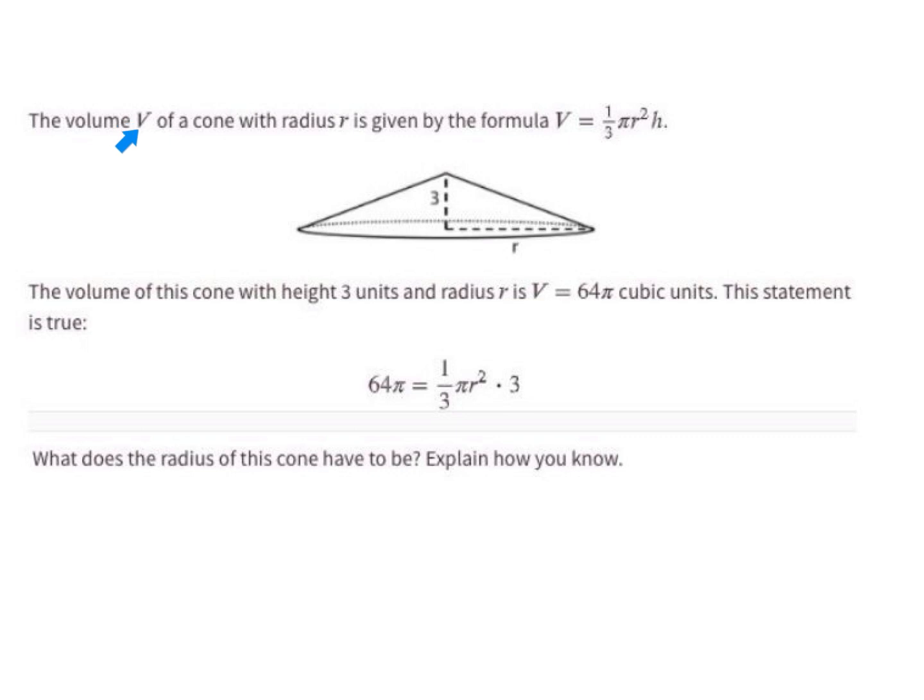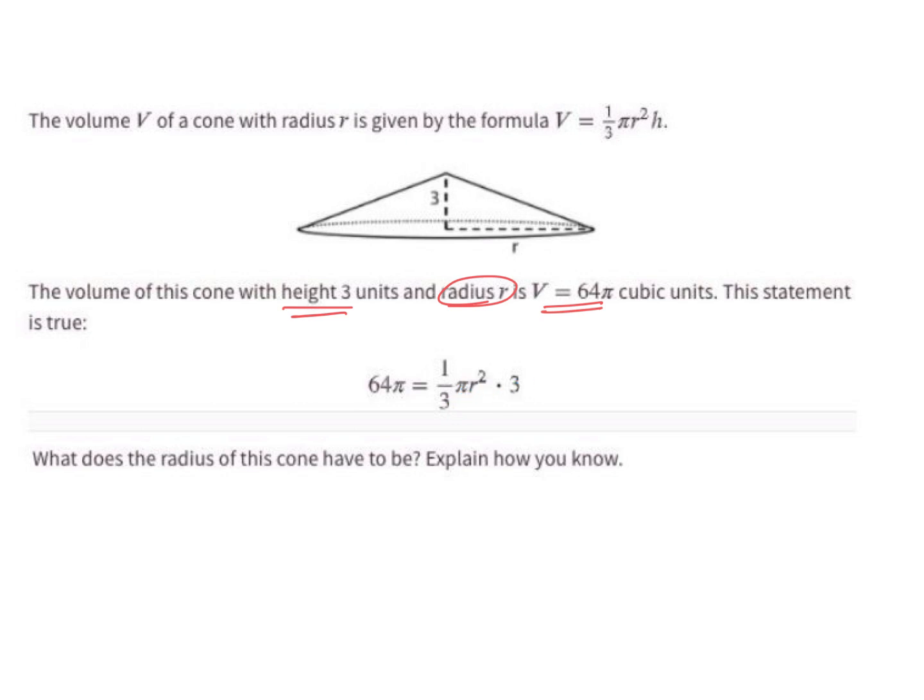All right, so here is our cone information, kind of like we just barely did at the beginning. The volume of a cone with a radius r is given by the formula V equals 1/3 times pi r squared times height. The cone has a height of 3, we're looking for the radius, and our volume is 64 pi. So they have 64 pi equals 1/3 times pi r squared times 3.